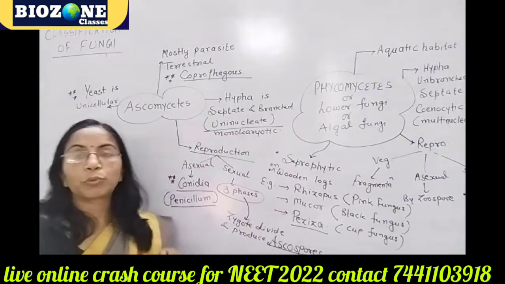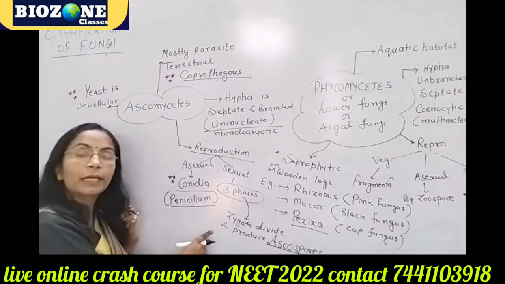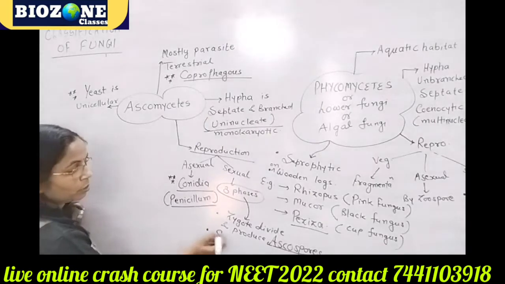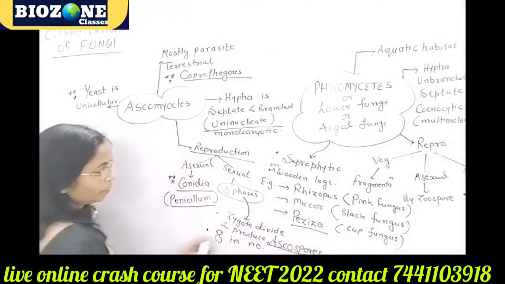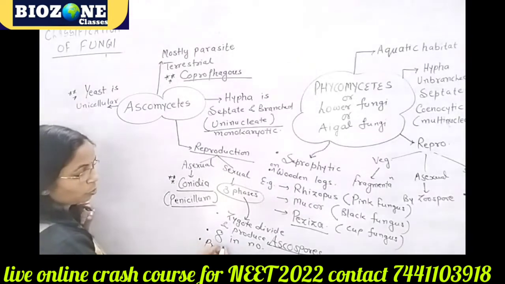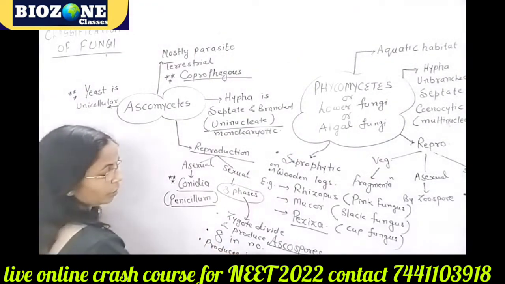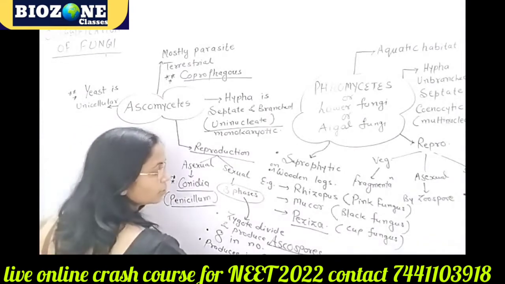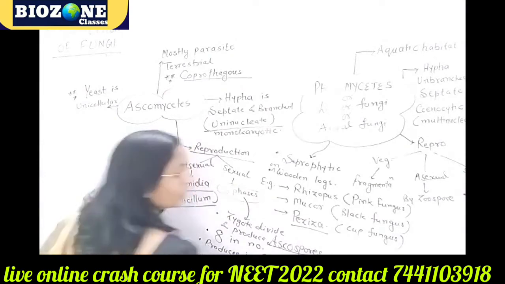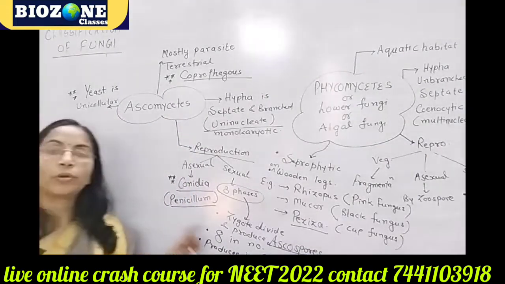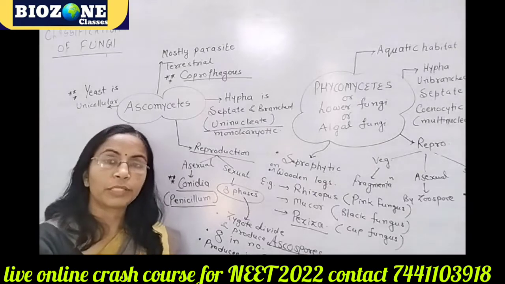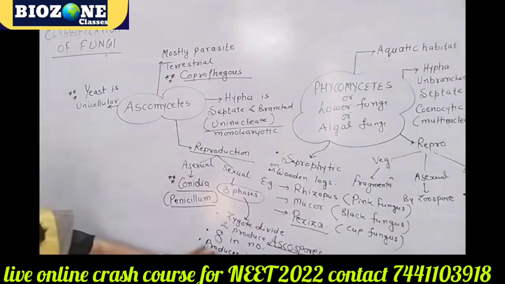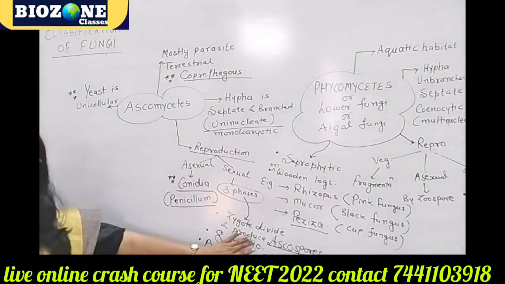How many ascospores are produced? So one time meiosis takes place, then mitosis takes place. So ascospores, and these ascospores are 8 in number. Secondly, these ascospores are produced in a sac. This sac is called as ascus, or plurally it is called as asci. So ascus or asci, you remember ascus is a singular term and asci is a plural term.